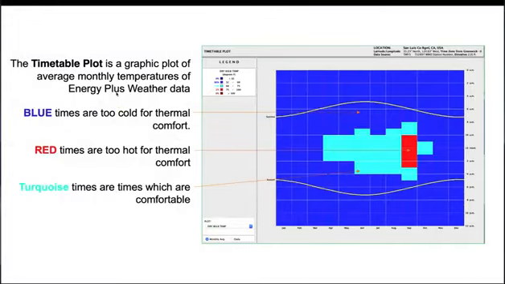So the things that you need to know about this chart is it's all about thermal comfort. So the blue times are too cold for thermal comfort, red times are too hot for thermal comfort, and turquoise times are comfortable. Now that we have our charts, we need to transfer the average monthly temperature data from the timetable plot, which tells us whether people will be too cold, too hot, or comfortable, onto our sun path chart to know when to shade the building and when to allow sun to enter. What this means is we will transfer times that are too hot on the timetable plot and label these same times on the sun path chart. So we're going to transfer these times onto the sun path chart.